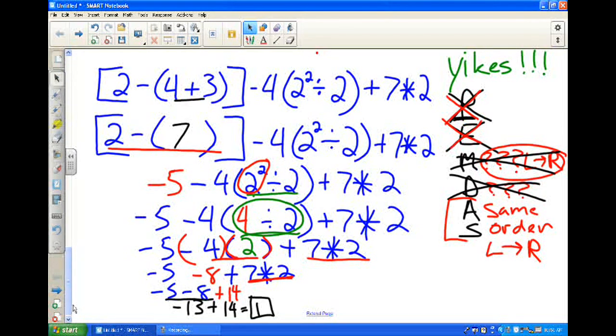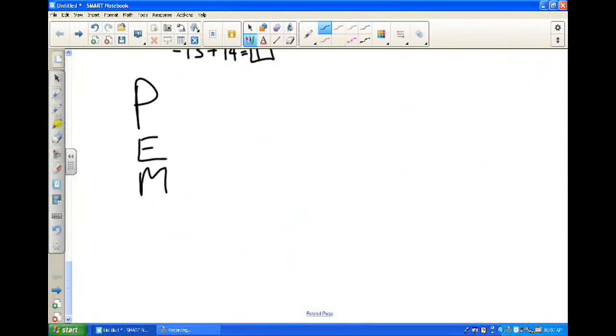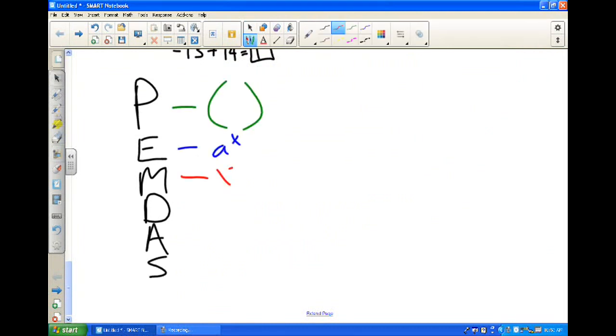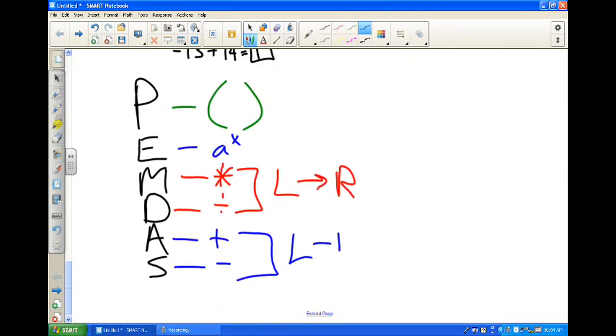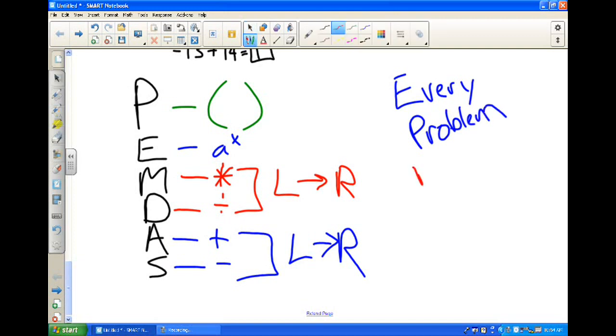Let's review order of operations one more time, and so that way we'll make sure that we get the same answers as everybody else. Remember that please excuse my dear Aunt Sally is a mnemonic device that reminds us of what to do and when to do it. The P stands for parentheses, E is for exponents, M is for multiplication, D is for divide, and A is for adding, S is for subtraction.